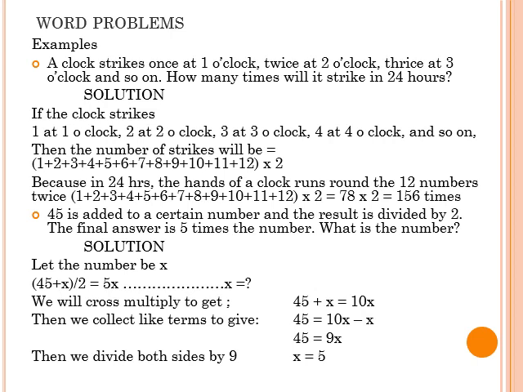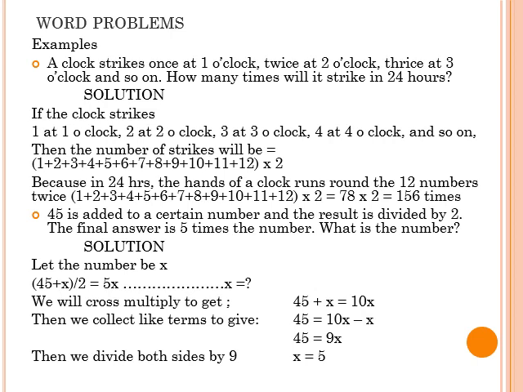So it says 45 was added to a number. That means we'll write 45 plus x, as we have done here. Then it was divided by 2. It says the result was divided by 2. That means 45 plus x all over 2 is equal to 5 times the number, 5 times x, which is 5x, as we have done here.